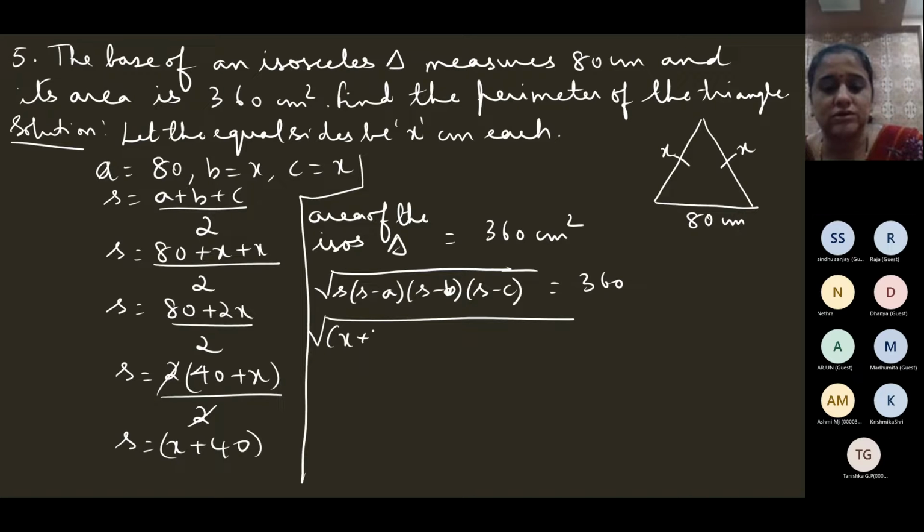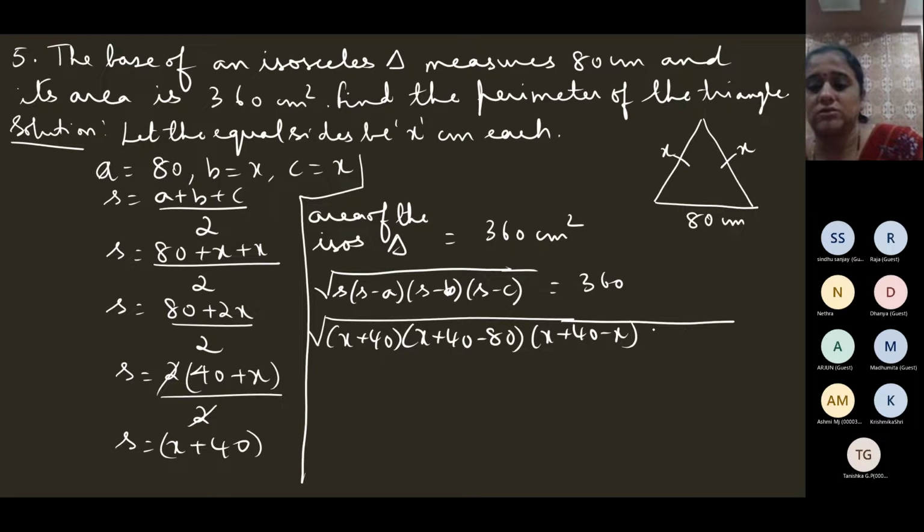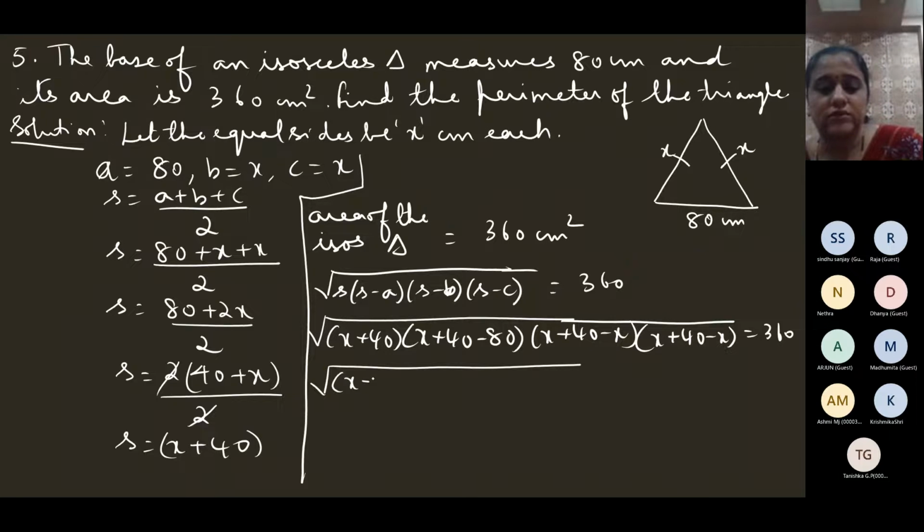S is x plus 40, into S is x plus 40 minus 80, into x plus 40 minus x, into x plus 40 minus x is equal to 360. So square root of x plus 40 into, oh, somewhere here I'd gone wrong. Is it last time? Yes, ma'am. We wrote x plus 80 minus 40. Okay, sorry. Into 40. Okay, is equal to 360.